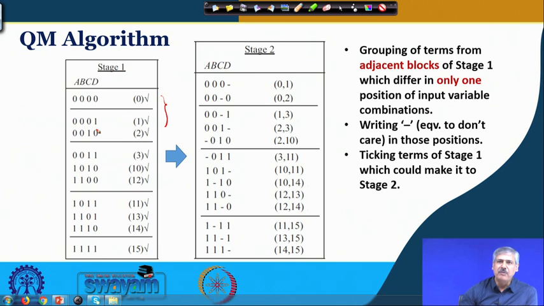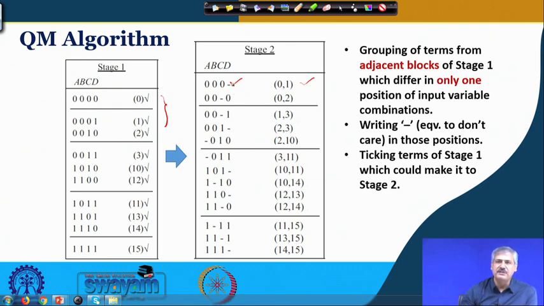So, we form a pair of them, like 0 0 0 0 and 0 0 0 1. The input combination is just changing at the D position from 0 to 1, with ABC remaining the same, all 0. So, only one change is there. We take this up as a member that goes into the next stage 2 first block. And the position where D is changing, we put a dash.